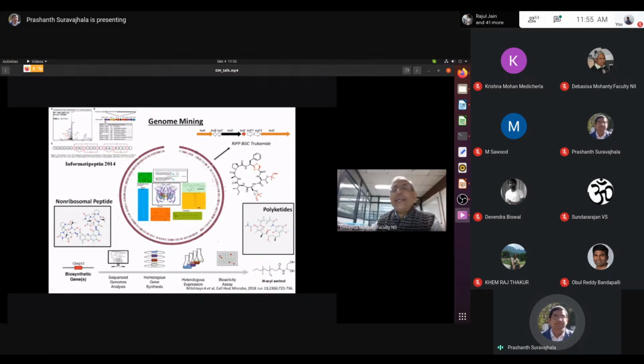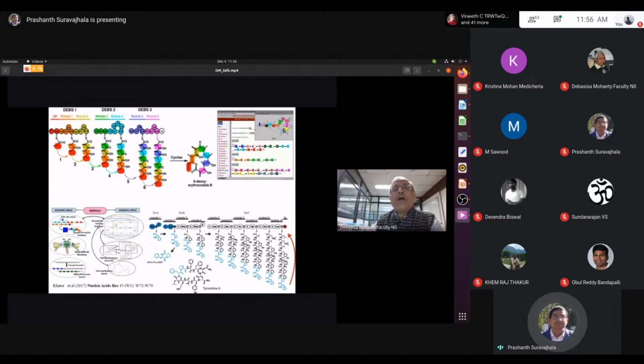And you may ask, has it really been feasible anywhere or not? So there are many examples. Here I am giving you an example called informatipeptin. This is a molecule which was discovered using an informatics approach, by identifying the genome and predicting a gene cluster and showing that it is making this particular RiPP, ribosomally synthesized and post-translationally modified peptide. This is a class of lanthipeptide, and this was subsequently confirmed by mass spectroscopy. So there are many such studies which show that by genome mining, that means by analyzing the genome, you can really predict secondary metabolites.